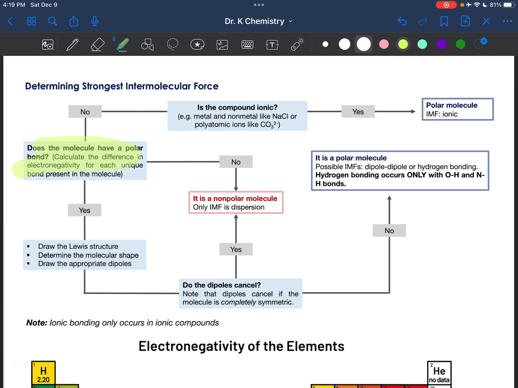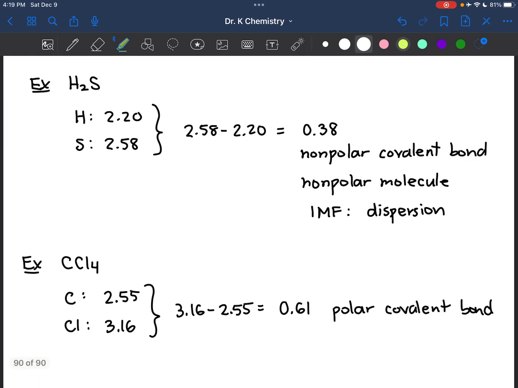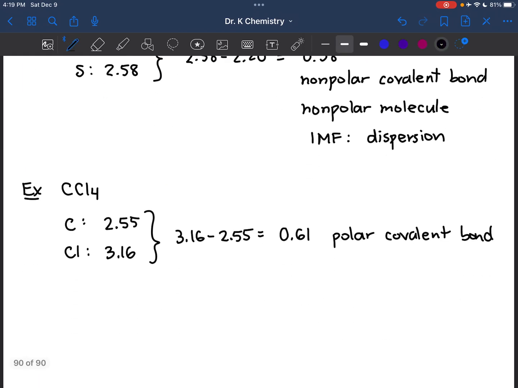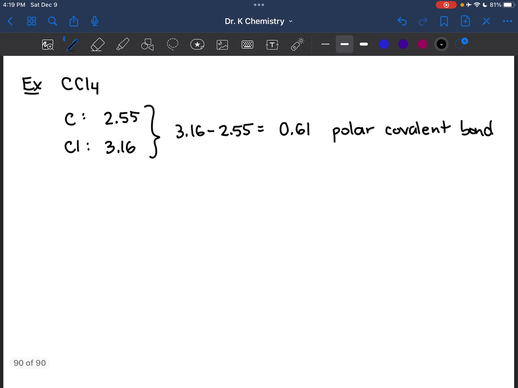Now, looking back at this chart, that gives us an answer of yes to the does the molecule have a polar bond question, which means now we have to think about whether the whole molecule is polar. We have a polar bond, but that doesn't necessarily mean that the molecule is polar. So we'll check that out. We're going to draw the Lewis structure, determine the molecular shape, and then draw the appropriate dipoles. So this takes us back to our drawing Lewis structures video.